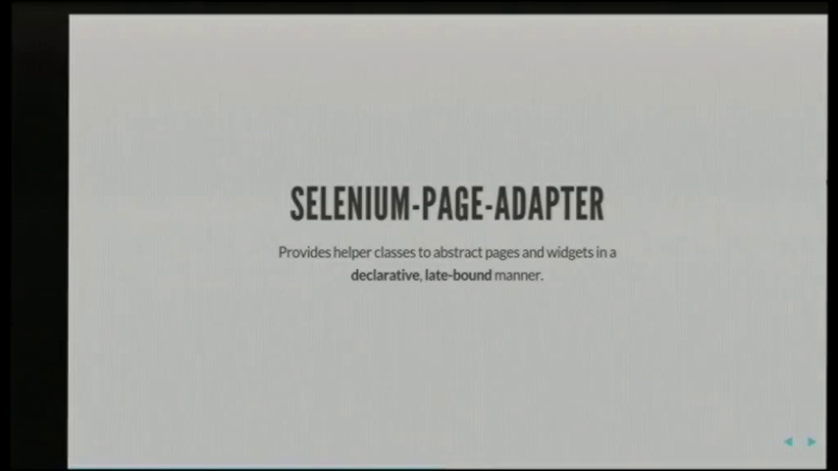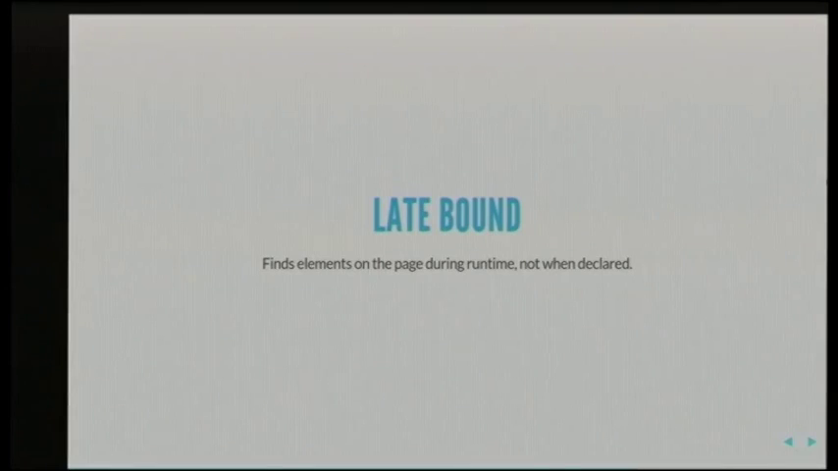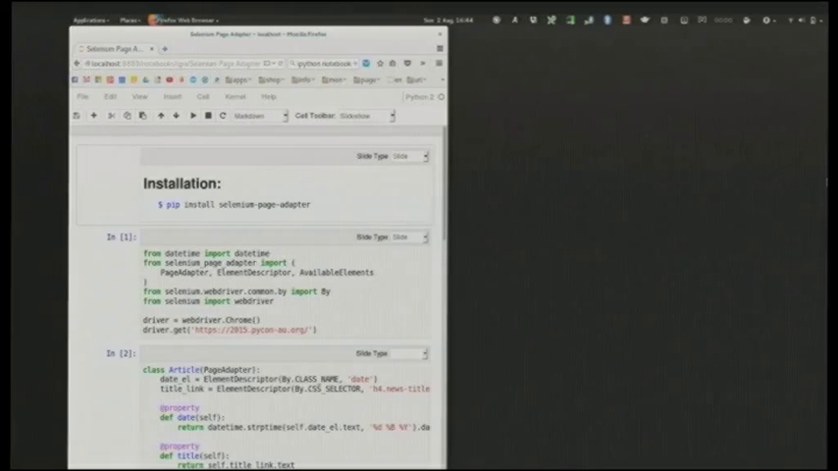All right. So what does it do? It provides helper classes to abstract pages and widgets in a declarative, late-bound manner. Declarative means it's like writing a Django model. So it's all nice and easy. Late bound means that it finds elements on the page during runtime, not when declared. It does that using Python data descriptors for those that are interested. Demo time. So, installation: pip install selenium-page-adaptor. The only other requirement it has, of course, is Selenium.